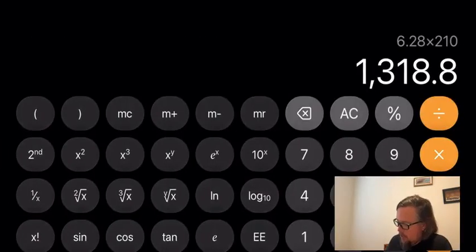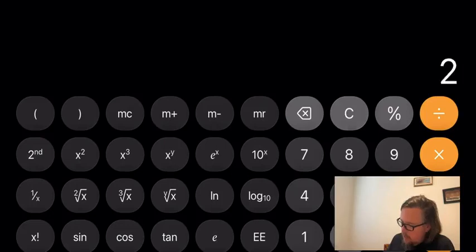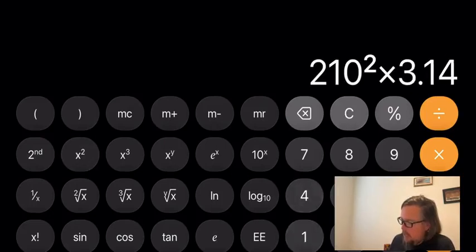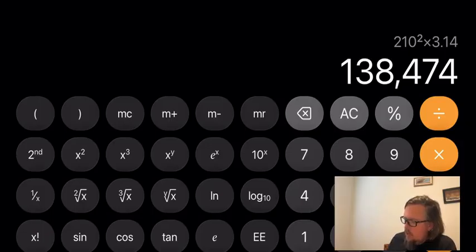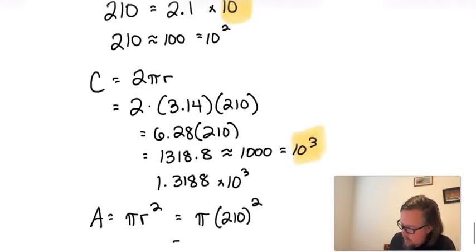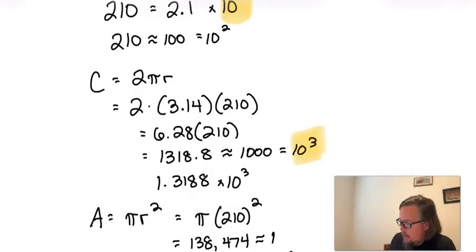So let's go back to our calculator. We need to do 210 squared times pi, 138,474, which is 1.38474 in scientific notation. This is closest to 100,000, which is 10 to the fifth. This is about 100,000, which is 10 to the fifth. So the order of magnitude is 10 to the fifth.